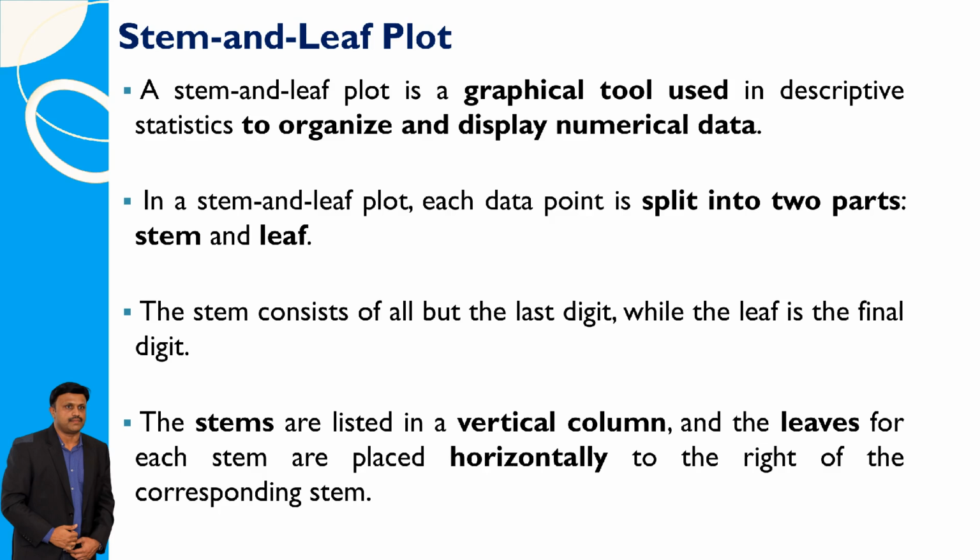A stem and leaf plot is a graphical tool in descriptive statistics for organizing and displaying numerical data. It divides each data point into two parts: the stem, which includes all digits except the last one, and the leaf, which is the final digit. The stems are arranged in a vertical column, with the corresponding leaves listed horizontally to the right of each stem.